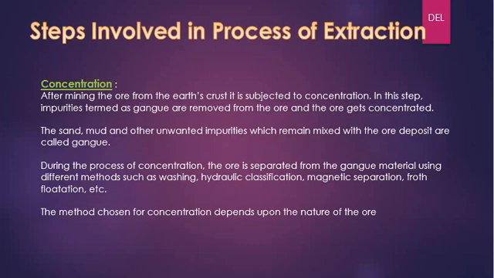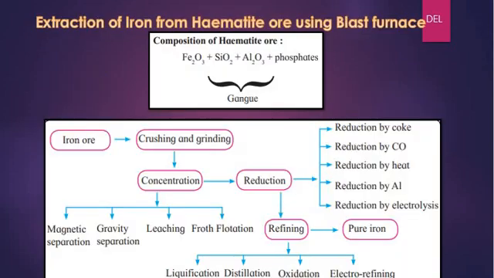Now, next is the extraction of iron from hematite using a blast furnace. This is the composition of hematite ore. Here, silica, aluminum oxide, and some phosphates are present along with Fe2O3, and Fe2O3 is the ore here. These are the gangue. Now, iron is extracted from hematite ore by its reduction using coke and limestone.